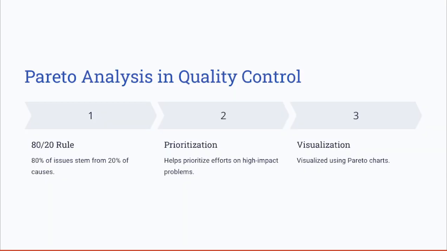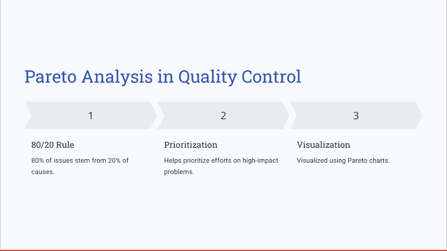Now let's talk more in depth about Pareto analysis and quality control. Pareto analysis is based on the 80-20 rule. That rule says that 80% of the issues stem from 20% of causes. This methodology helps by prioritizing efforts on high-impact problems. Also, you can visualize using Pareto charts to help identify the quality problems. Again, it identifies the most significant factors affecting quality.